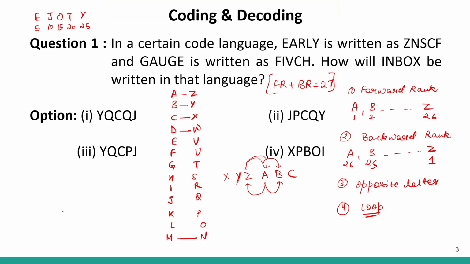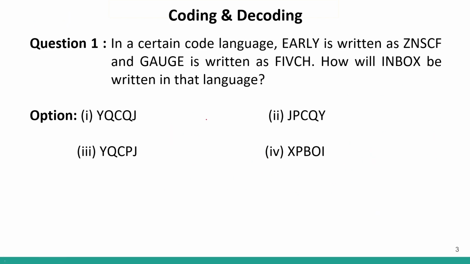Okay, so let us look at this question. Question number 1 says, in a certain code language, EARLY is written as ZNSCF. So this is the code for EARLY. And GAUGE is written as FIVCH. So this is the code for GAUGE. We have to find the code for INBOX. So let us check for EARLY. For EARLY, the code is written as ZNSCF.